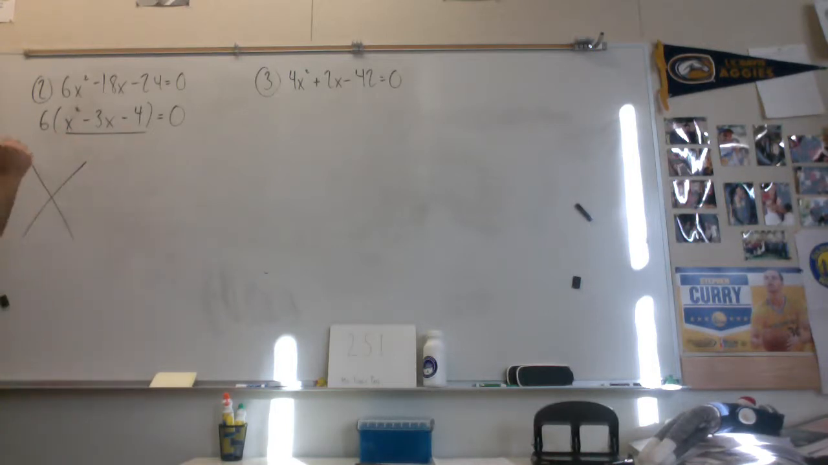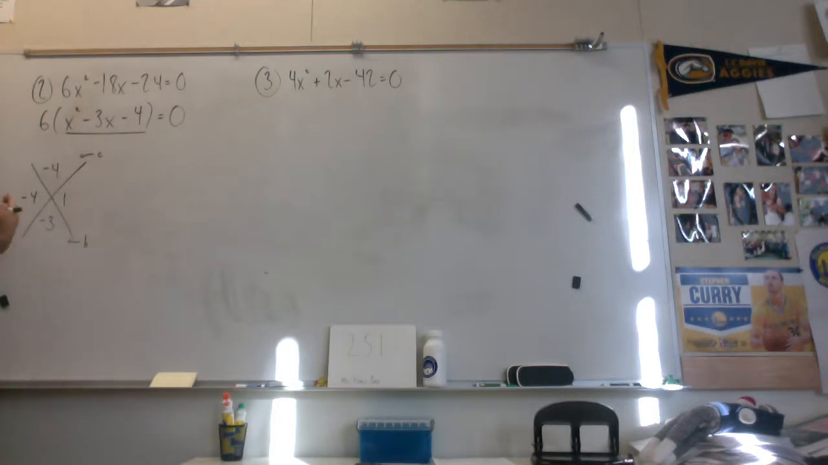In the top is c, in the bottom is b. C is negative 4, b is negative 3, right? We need two numbers that multiply to make negative 4, but add to make negative 3. So that would be negative 4 times positive 1.